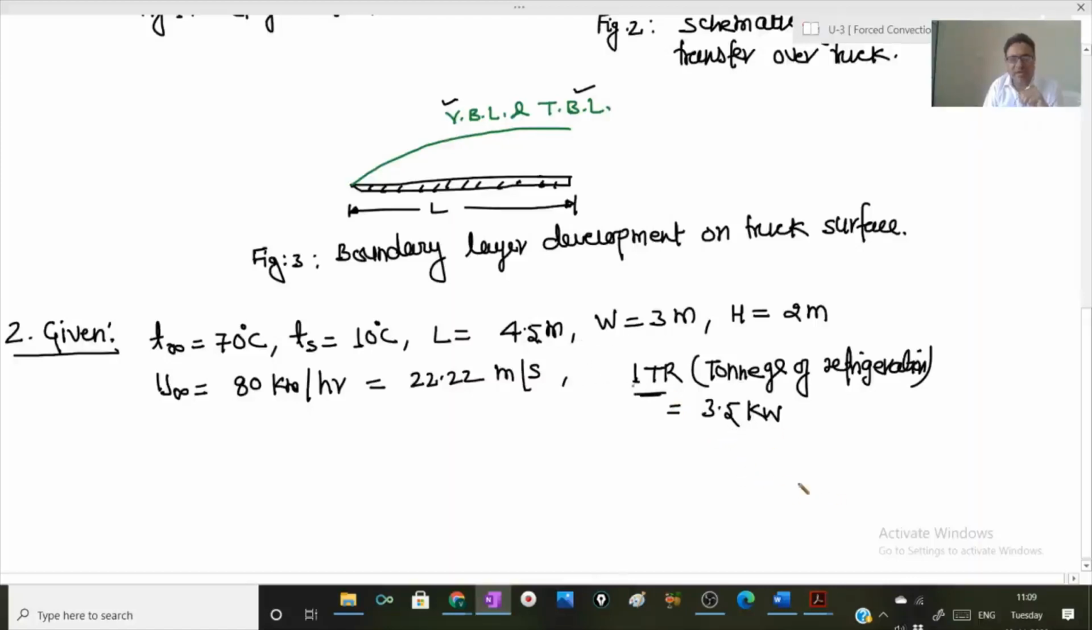It is the same ton which you refer in air conditioners. Like we say air conditioner is of 1 ton, 2 ton. So that means 1 TR or 1 tonnage of refrigeration or 2 tonnage of refrigeration. And what does it mean? If it is 1 ton of refrigerator or 1 ton of air conditioner, it will remove 3.5 kilojoule of heat per second. That is the meaning of that 1 ton of refrigeration. Okay.